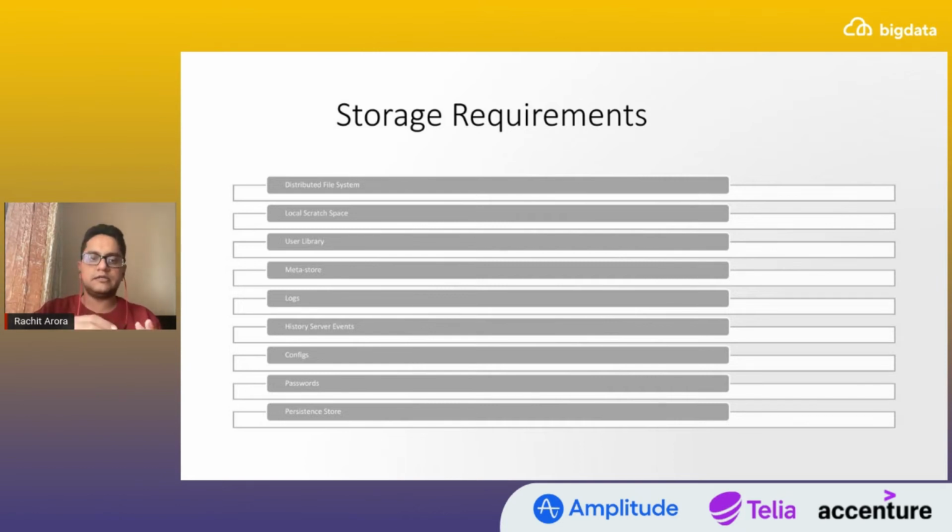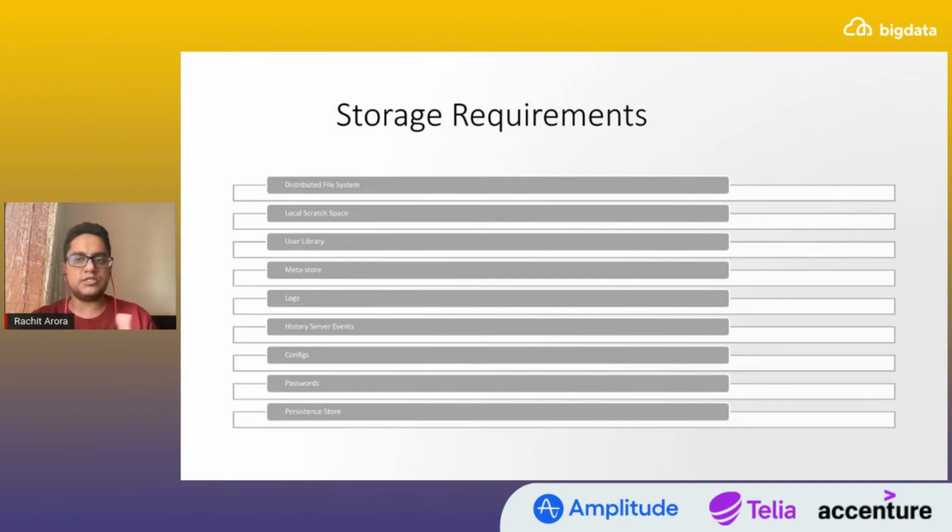And this type of storage should be very, very fast, right? If your storage is slow, your Spark application will not perform, right? So this should be as fast as possible, so that your application can be very performant.